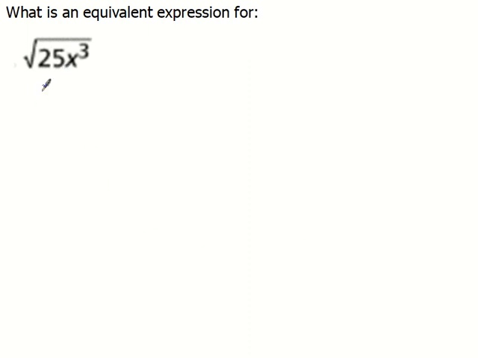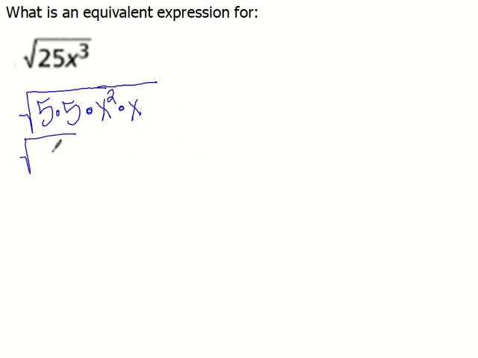So the square root of 25 is 5 times 5. And then I'm going to break up x to the third. So I'm going to get x squared times x. Okay? So then I'm going to pull apart my numbers. Remember, 5 times 5 is the same as 5 squared, just so we can kind of see that. And then I'm going to go square root of x squared. And then I'm going to go square root of x. Pull it out because it can't be simplified.